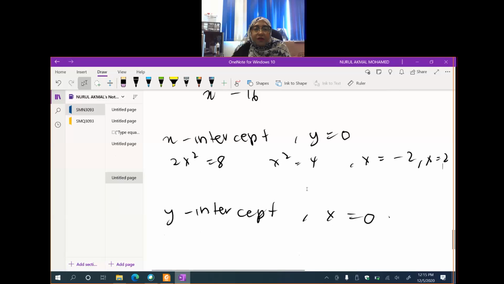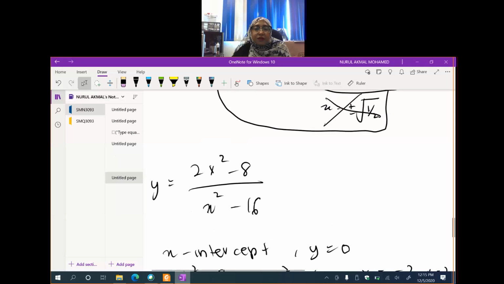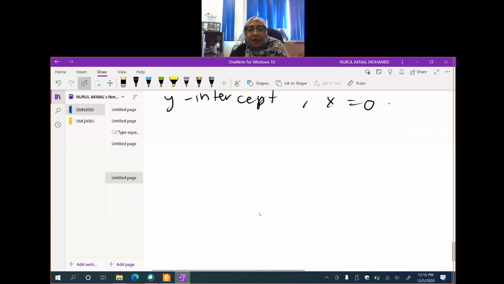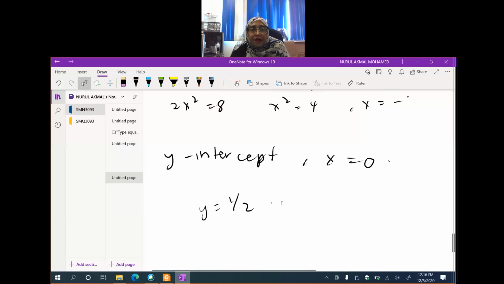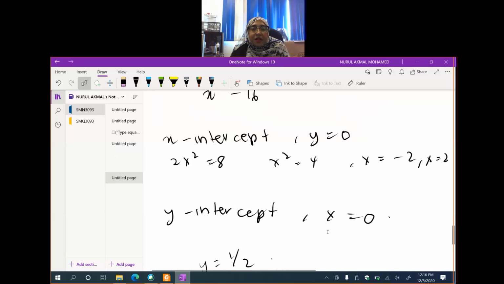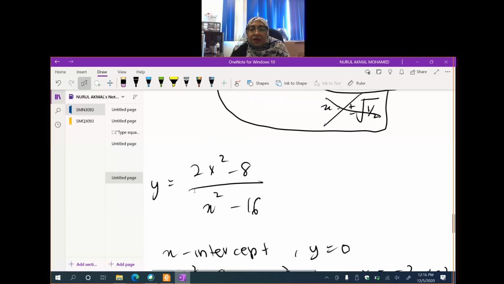And then for the y-intercept, x is equal to 0. If you let x equal to 0, you will have y equal to 1 half. Since the denominator is -16, so y will be 1 half. So 1 half will be the y-intercept.